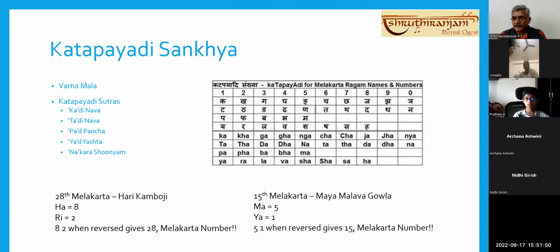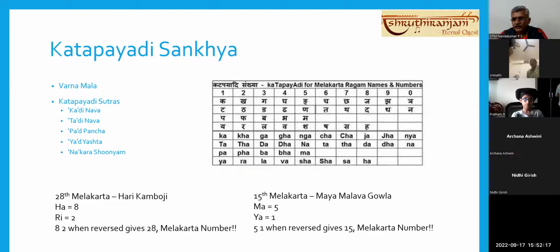So what Govindacharya did, he actually changed, added 2 syllables before Kalyani, Mecha Kalyani. So Ma is 5 and Cha is 6. 5 and 6, you reverse it, you get 65. So 65th Melakarta is Mecha Kalyani. Okay. So like this he went on doing.